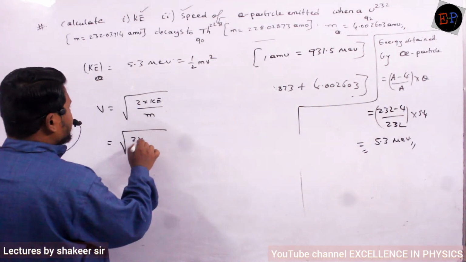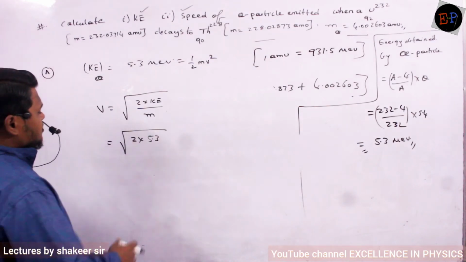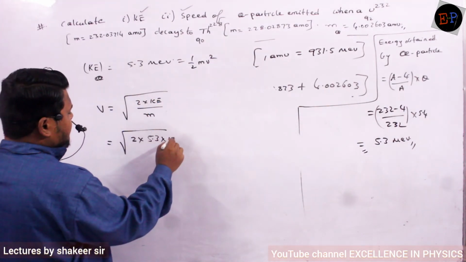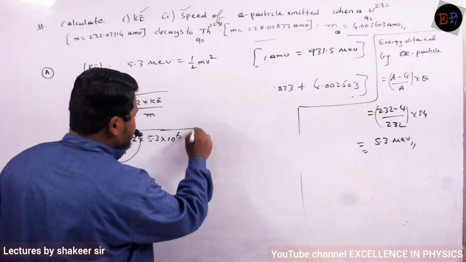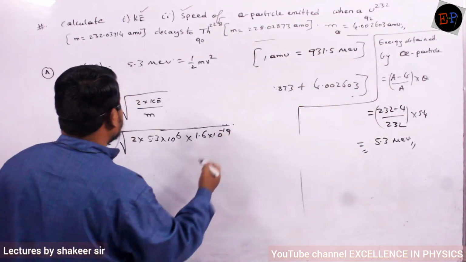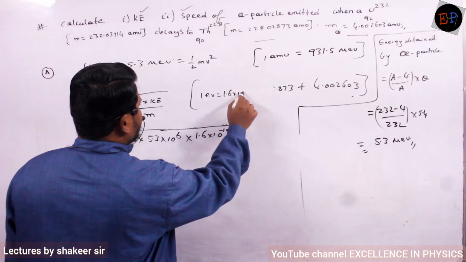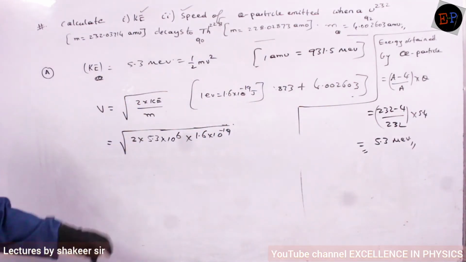So square root of 2 into, what is the kinetic energy obtained? 5.3 million electron volts. I will try to calculate in terms of meters per second. Million is nothing but 10 power 6. And 1 electron volt is equal to how many joules in the SI system? 1.6 into 10 power minus 19 joules. Already we have calculated, no? This is the amount of energy equivalent to 1 electron volt.